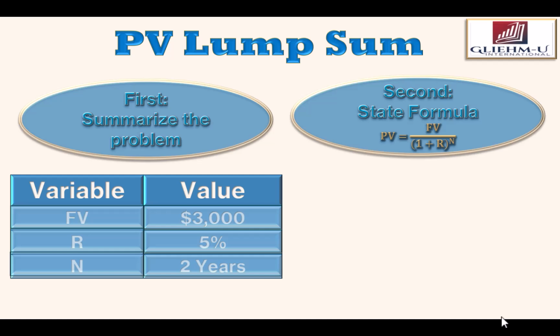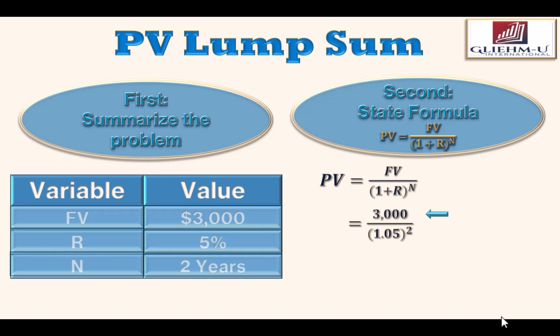So now the next thing we need to do is solve the problem. We need to state the formula that we need to use. In this case, it's very clear that we need to solve for present value. And so we state that present value is equal to future value divided by 1 plus r raised to the power of n. Then we're going to populate our model with number information from our problem summary. Right where we saw future value, we are going to put 3,000. The problem summary tells us that the future value is 3,000, so that's what we put in.